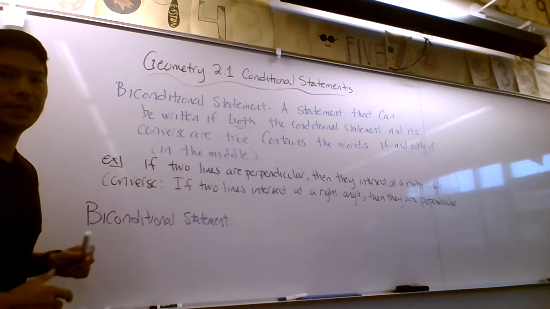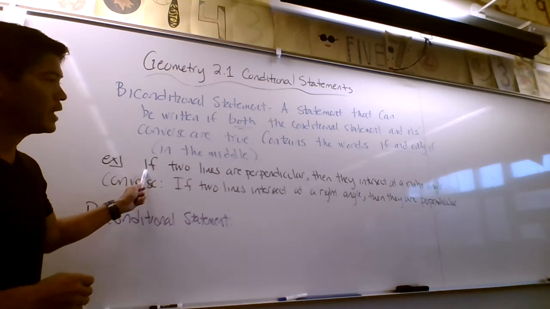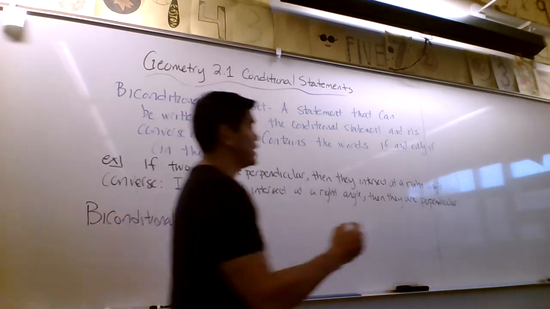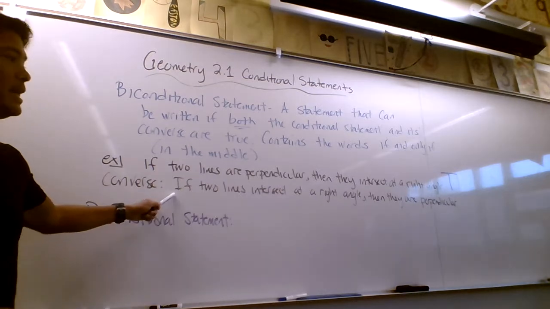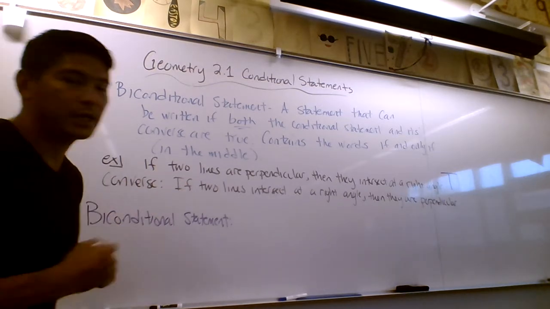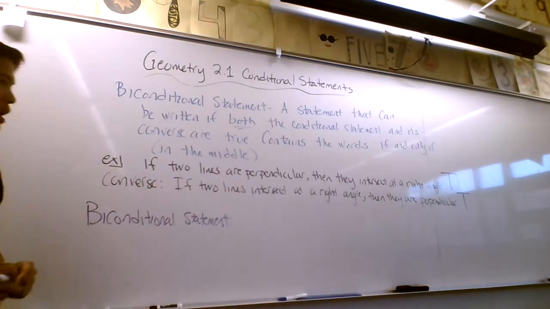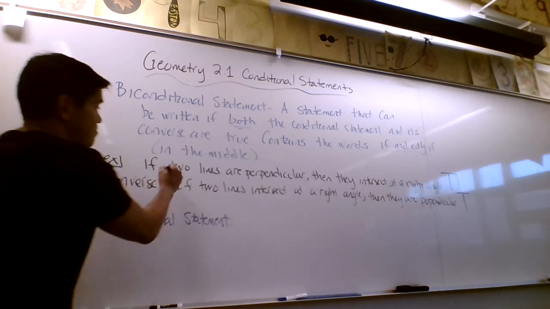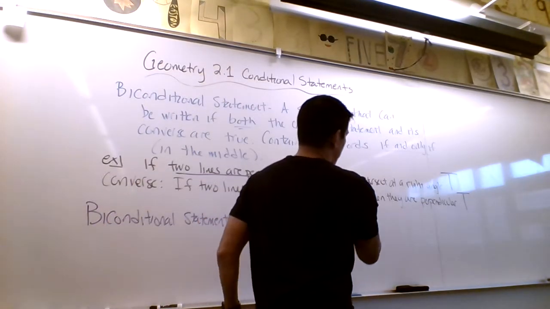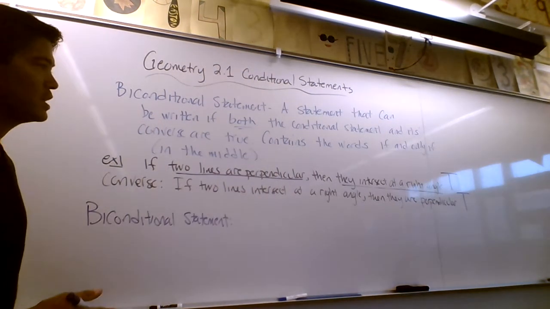So here's an example, the definition of perpendicular lines written as a conditional statement. If two lines are perpendicular, then they intersect at a right angle. That's definitely true. The converse of that statement: if two lines intersect at a right angle, then they are perpendicular. That's also true. Since both the conditional statement and the converse are true, I could write a biconditional statement. There's two ways that you could write a biconditional statement. This is the hypothesis of the original conditional statement. This is the conclusion.